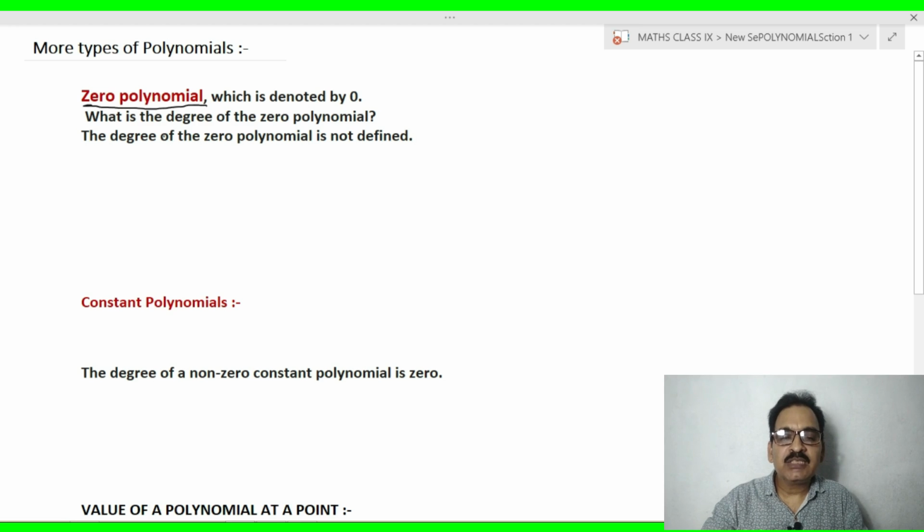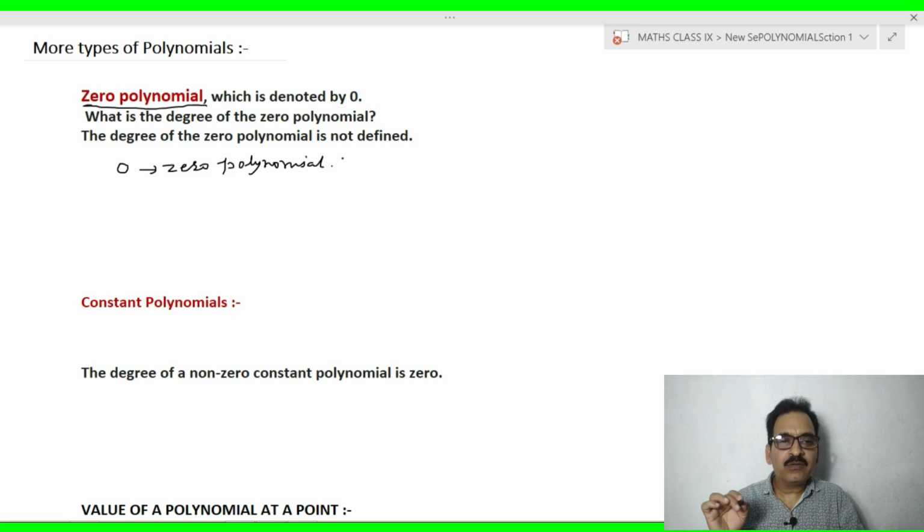So here it is very clear: the number zero is called the zero polynomial, which is denoted by 0. And if we talk about the degree, what is the degree of the zero polynomial? The degree of the zero polynomial is not defined. Not defined means we cannot define the degree.